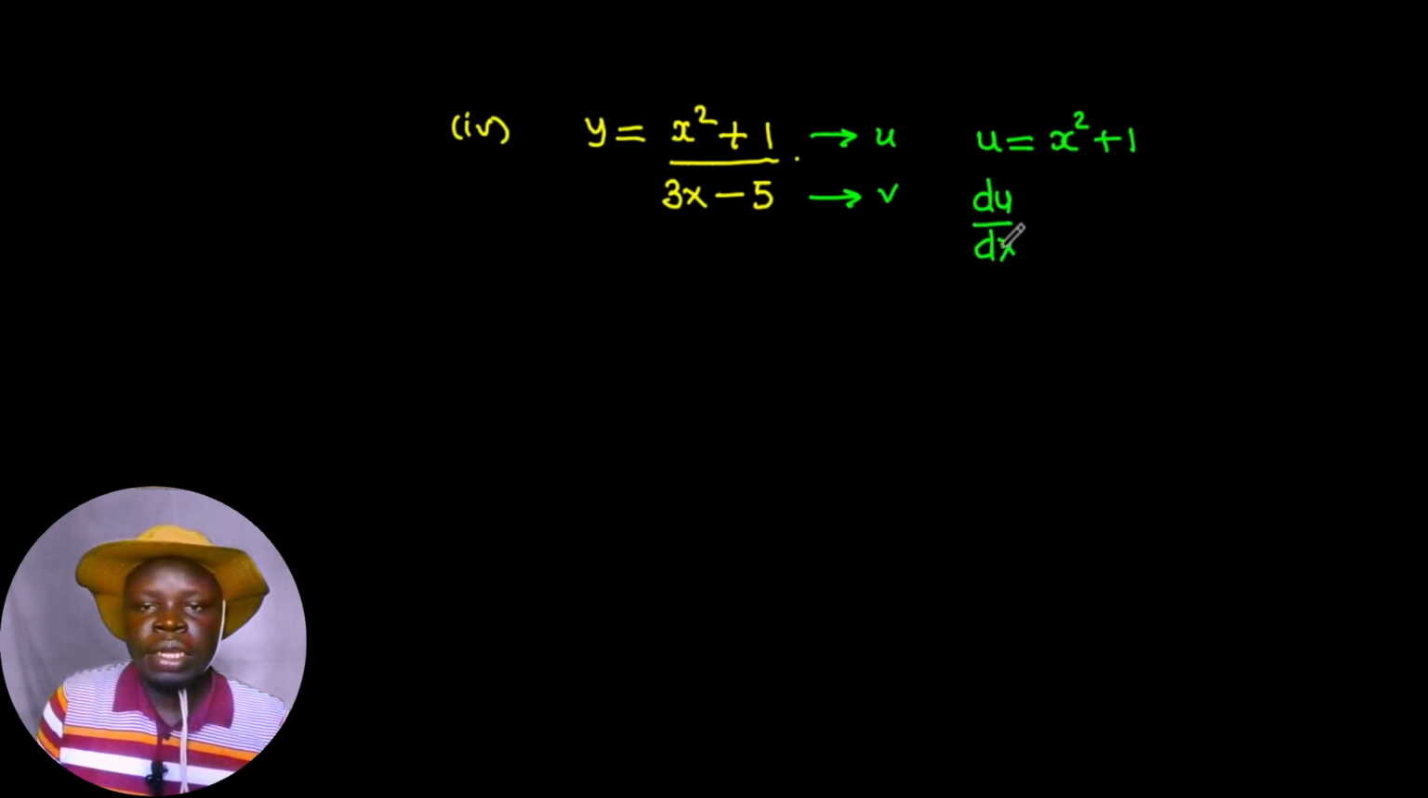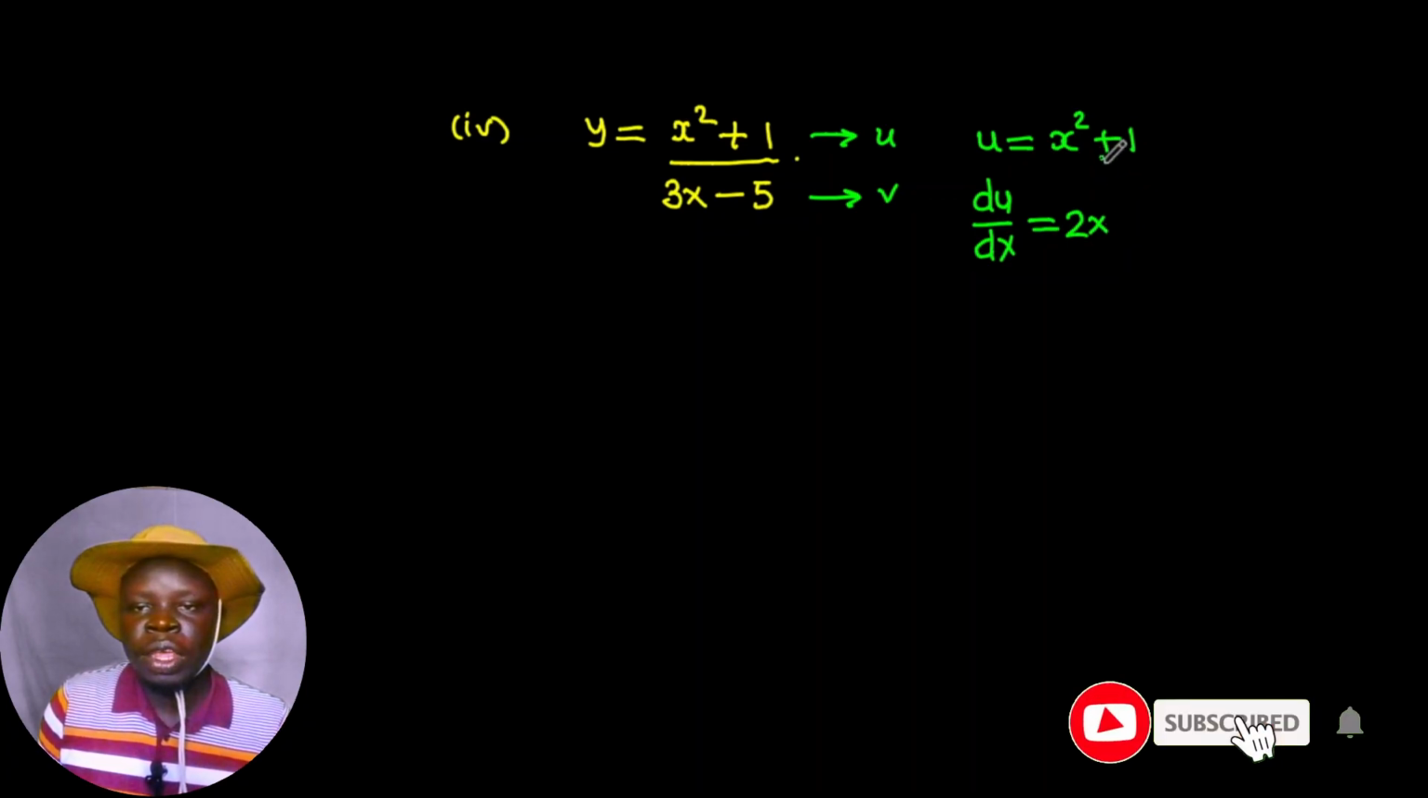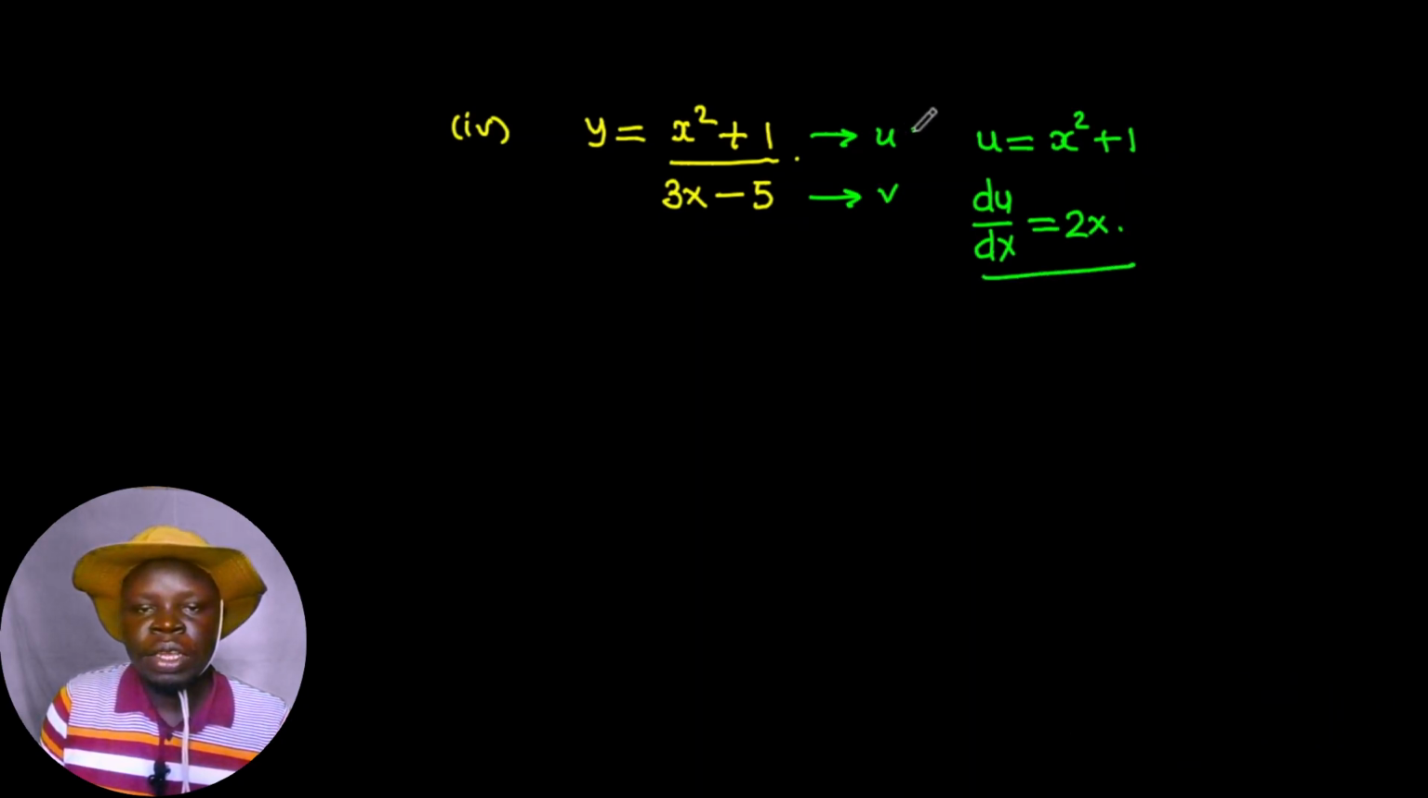From here, we do the same as before. We multiply by the power 2, and that is 2x, and reduce the power by 1. So 2 minus 1 is 1, and x to the power 1 is itself. And the derivative of the constant 1 is 0. So that is the derivative of the numerator.